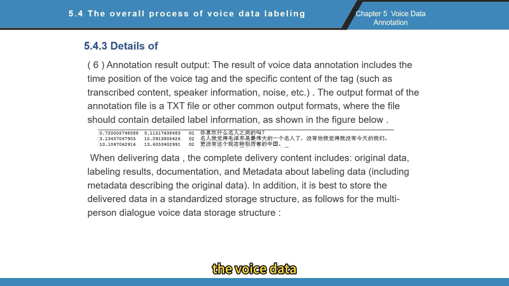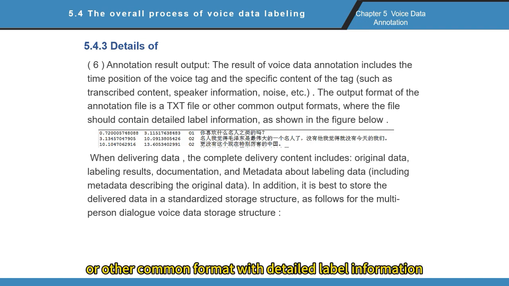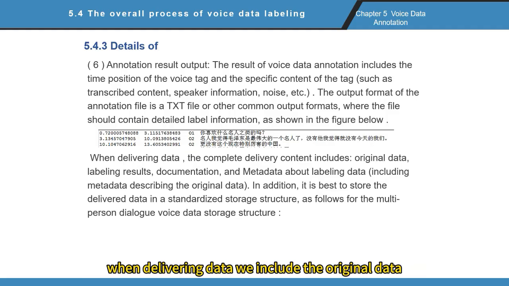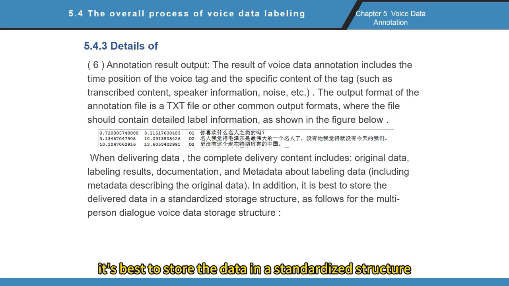The voice data annotation result includes the voice tag's time position and specific content like transcribed text, speaker info, and noise. The annotation file is in a TXT or other common format with detailed label information. When delivering data, we include the original data, labeling results, documentation, and metadata about the labeling data. It's best to store the data in a standardized structure, as shown for multi-person dialogue voice data.